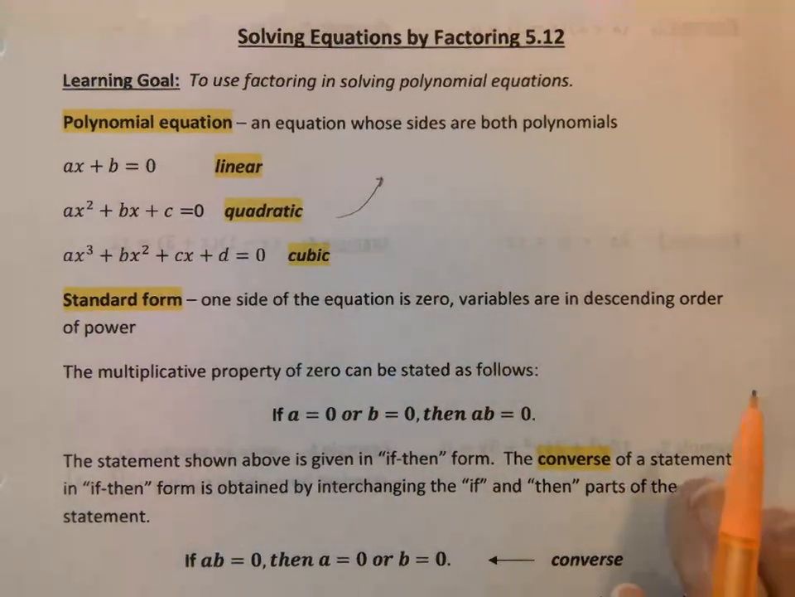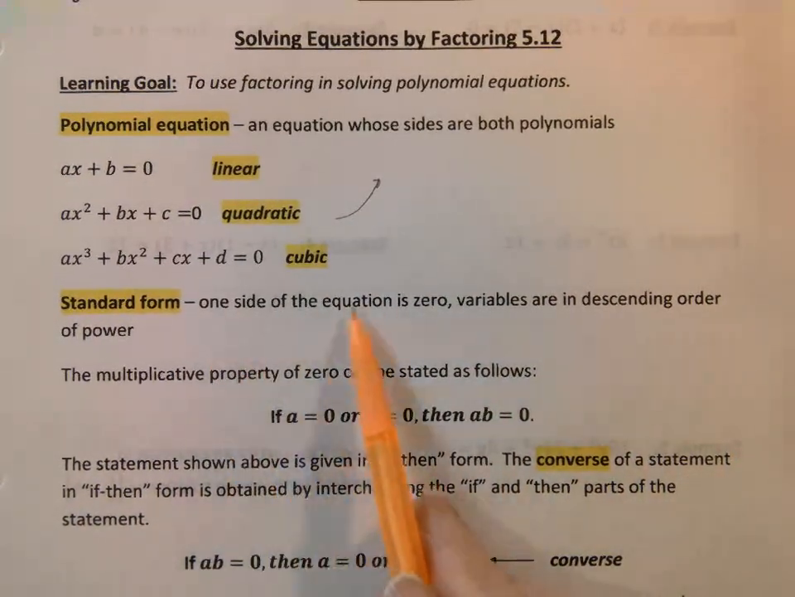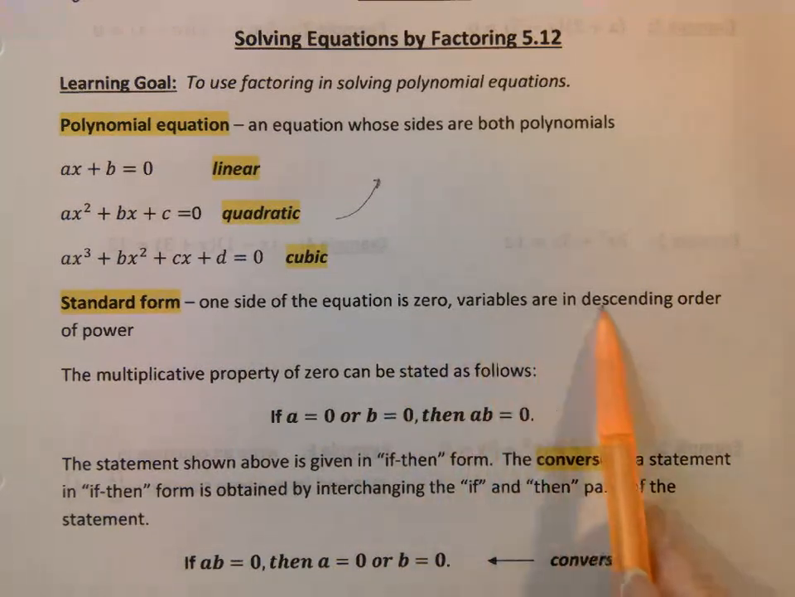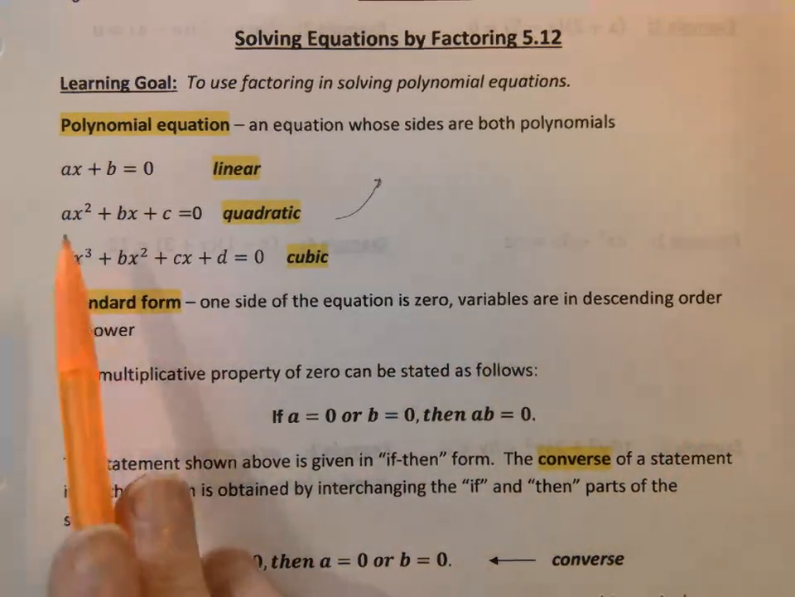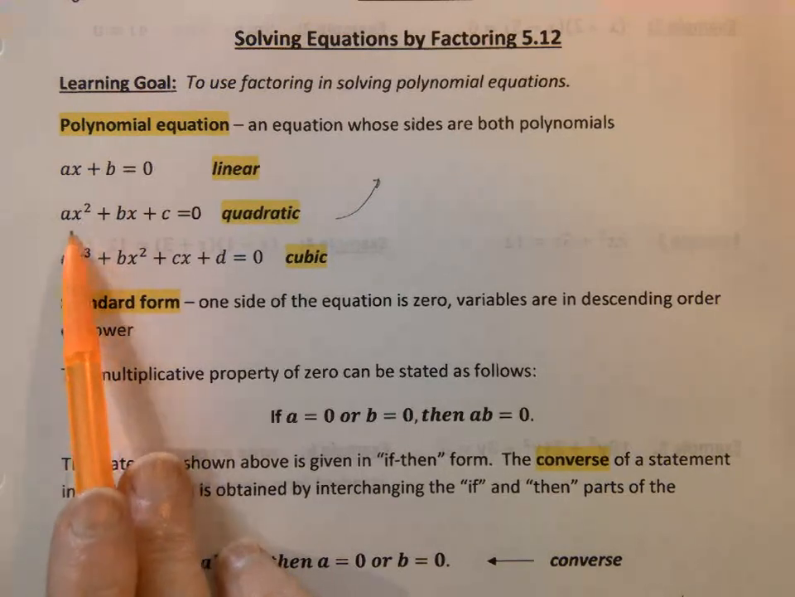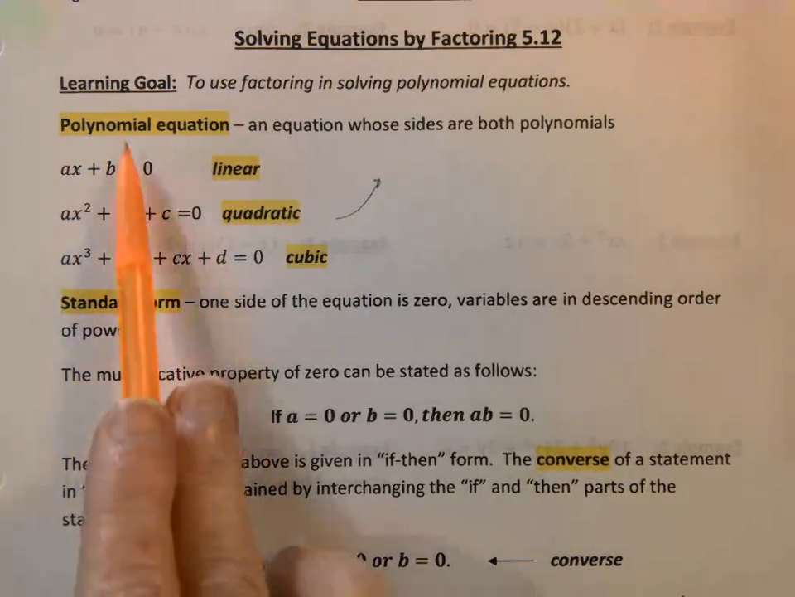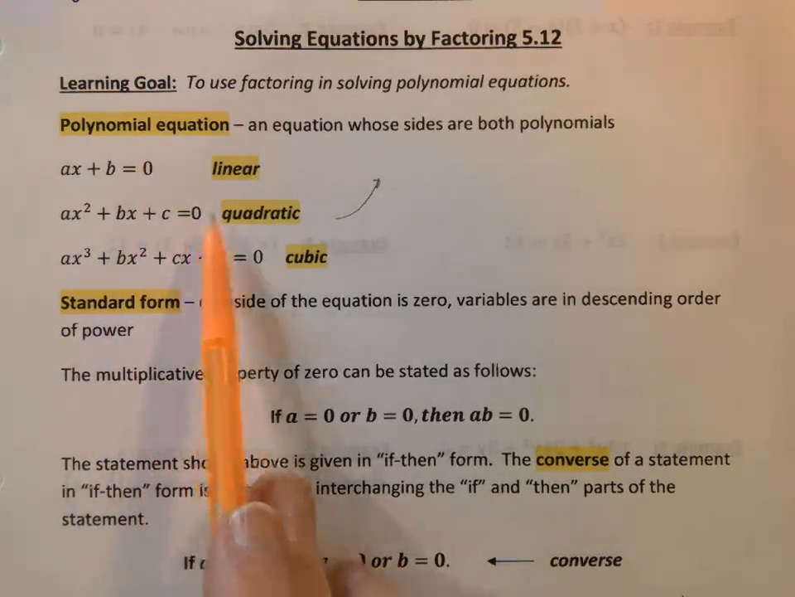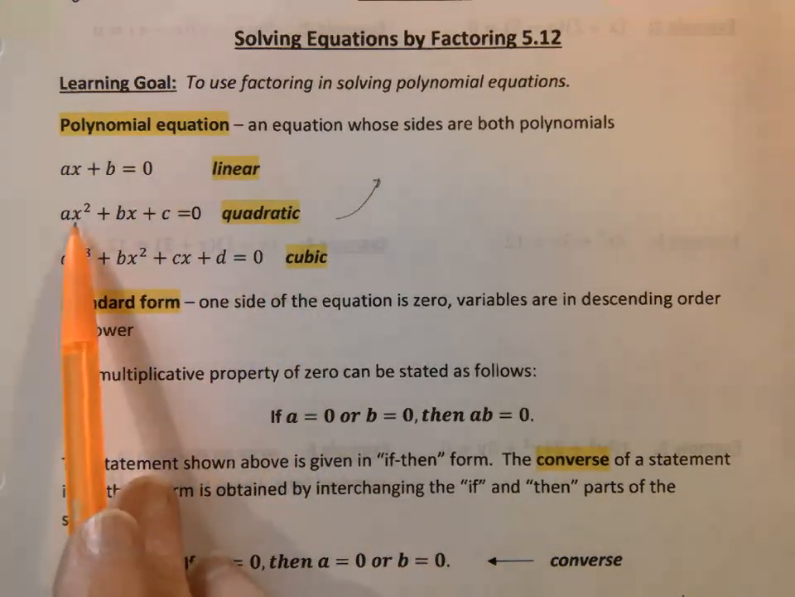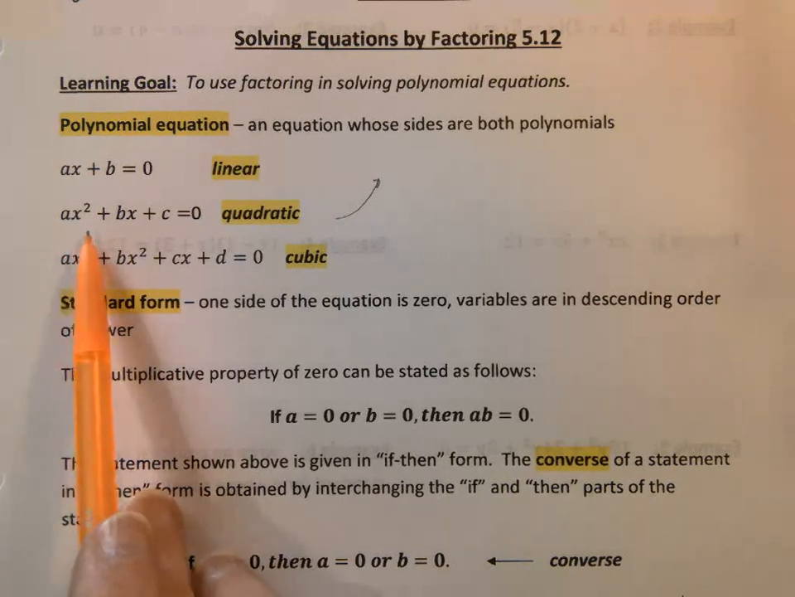Okay, so standard form: one side of the equation is 0, and variables are in descending order of power. So if we look at this quadratic equation, it's in standard form. Actually, all three of these are in standard form because they're all equal to 0, and the variables are in descending order of power.